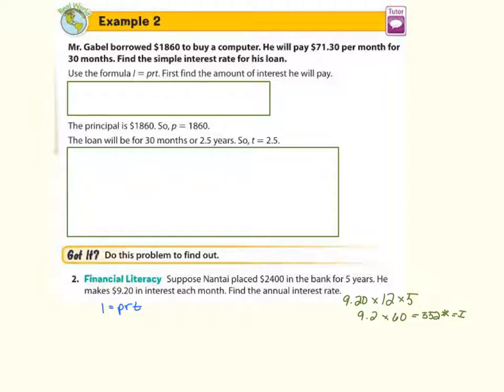Okay, coming back over to the formula. Substitute 552. Our principal amount is the $2,400. We don't know what R is, so leave it as R. And the time is 5 years. Let's simplify as far as we can. On the right-hand side, we can actually multiply the 2,400 and the 5. So use your calculator for that.